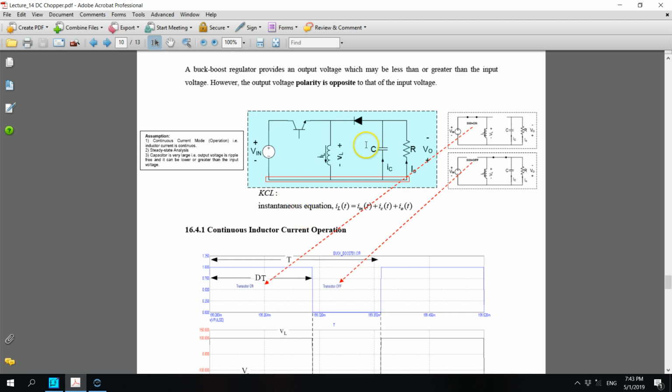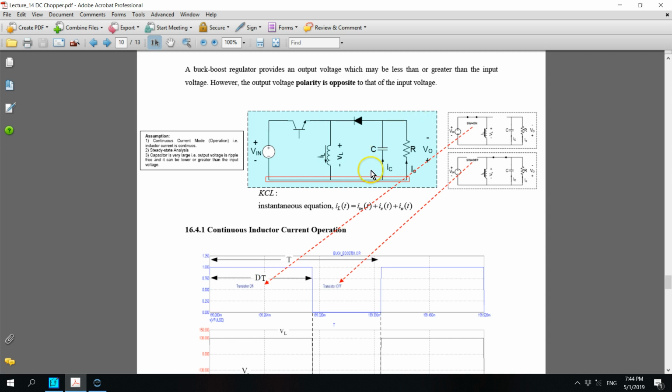Right, let's look at when the switch is on. When the transistor is on, it appears as a short circuit, and the diode is reverse biased by the output voltage, so it turns off and is an open circuit. Thereby, you can see that V-in is impressed across the inductor, and on the output side the capacitor current IC equals the negative of I0.